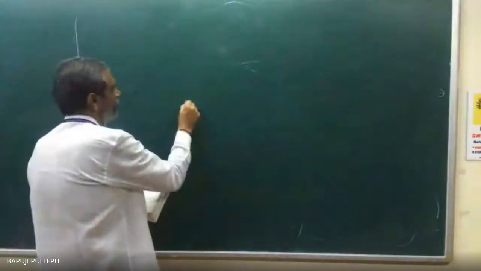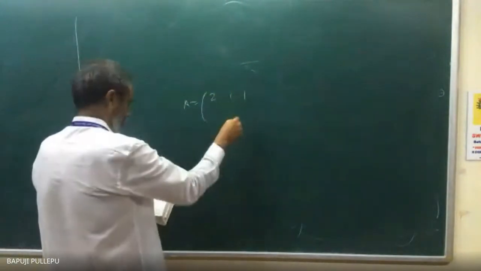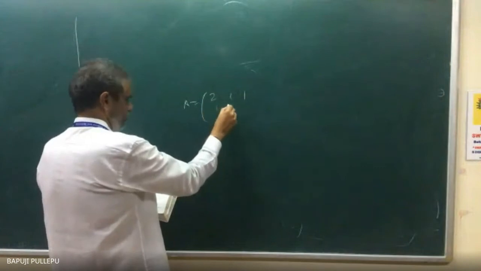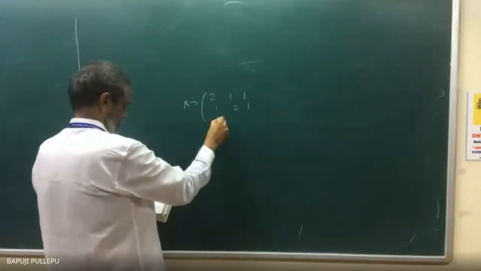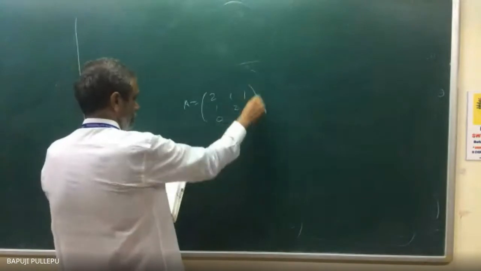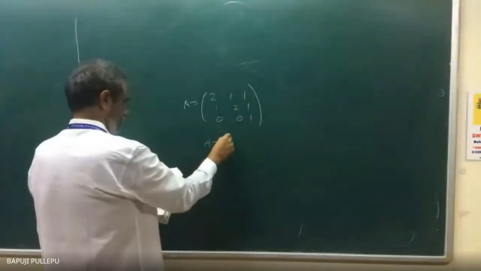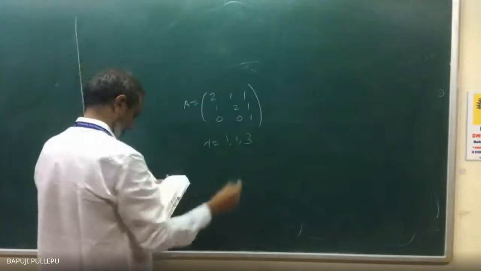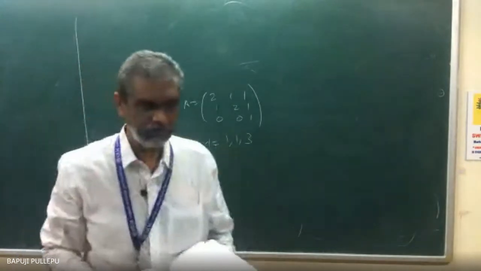Now this problem you can try at home. You will get lambda is equal to 1, 1, 3, so two eigenvalues are repeated. Just try it.